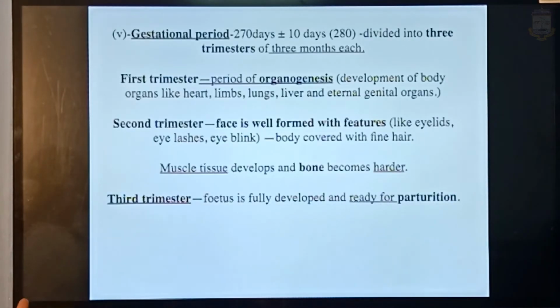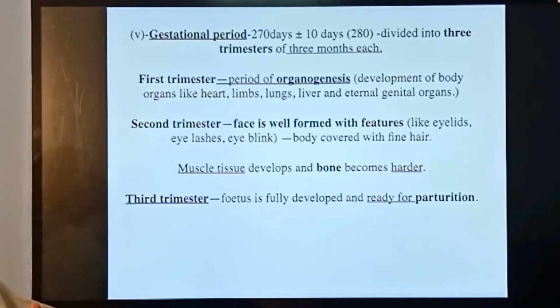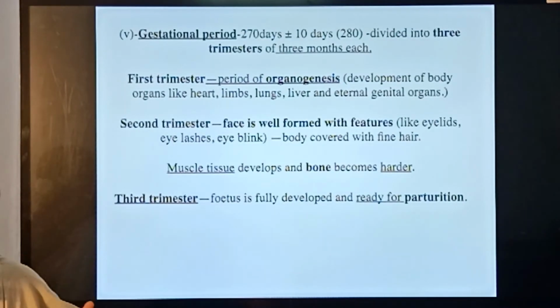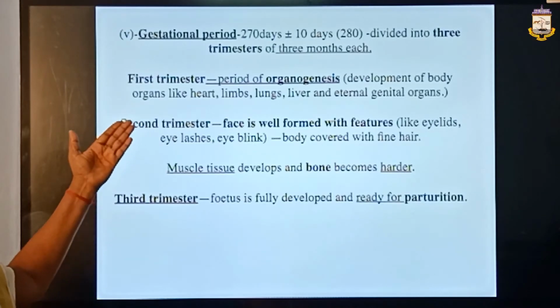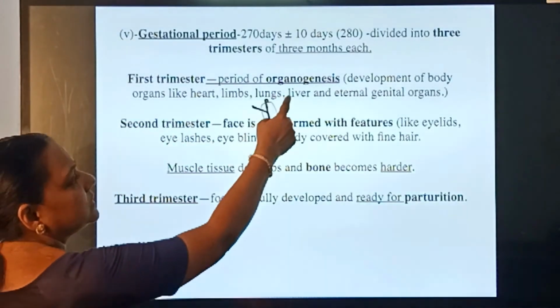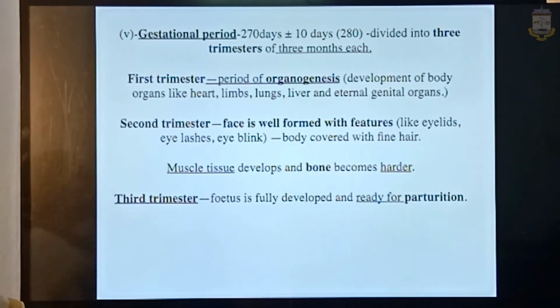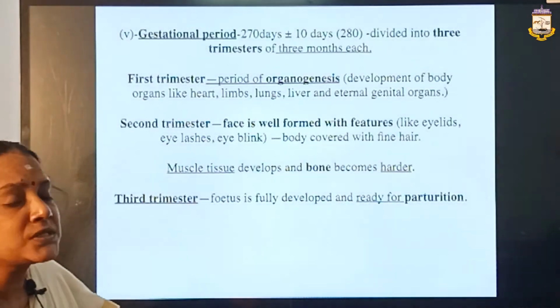Next one, gestational period. Now the baby is developing inside. How many days does it have to grow? What is the time given for that? It is 270 days plus or minus 10 days. That means at the most 280 days. It is divided into 3 trimesters: first trimester, second trimester, third trimester. The first 3 months is the period of organogenesis. Development of the body organs like the heart, limbs, lungs, liver, internal genital organs is formed in the first trimester itself.